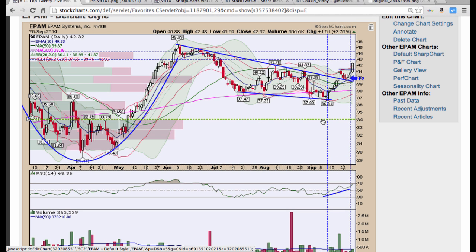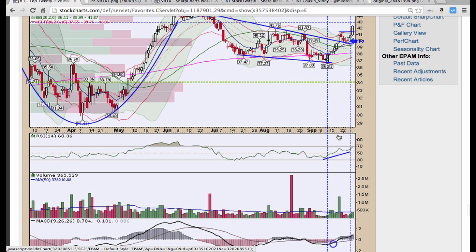Okay, there you go. Now the setup on EPAM, we had this one buy area on this lower trend line on higher volume as well as expanding Bollinger Bands. Prices did come back down. You would have gotten stopped out here, but we had a bounce on that particular day.